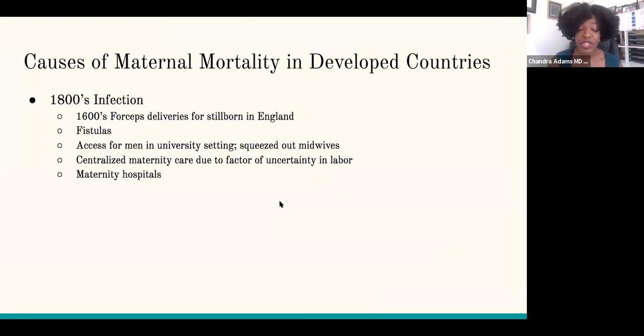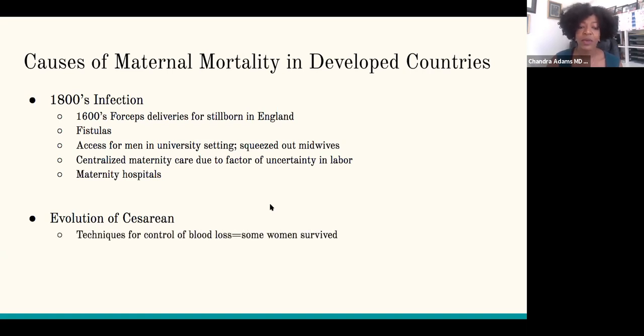Then with the evolution of cesarean, as general surgery got better, obstetrics got better. Simple techniques for control of blood loss. We learned that we could tie off blood vessels, that we could burn them. And then some women were surviving cesareans, and that was amazing. Things that we're learning once again in 2020, hand washing is important. We're also learning about antiseptic techniques, so using alcohol to sterilize things.